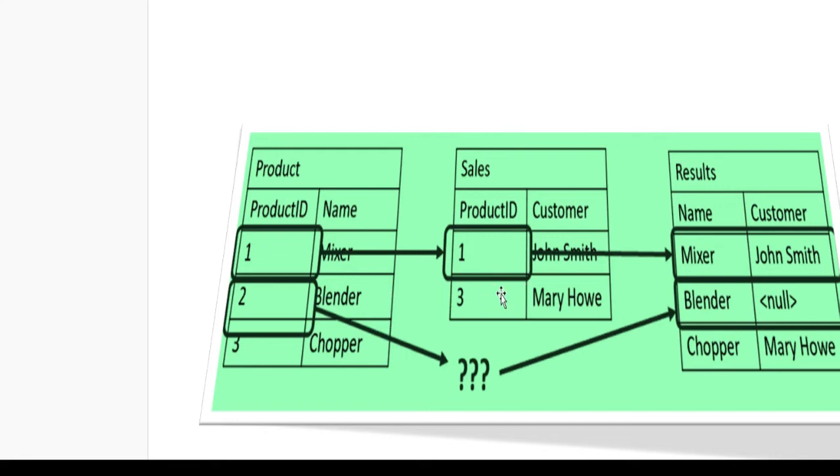So if I use left join for this, you get the results like name and customer. Product name mixer is sold to customer Smith John, and product name chopper is sold to Mary Ho. And you can see there is one record, product blender, but it is not sold to any customer, so it only returns null values. So that is the left join. Now move to the other part.